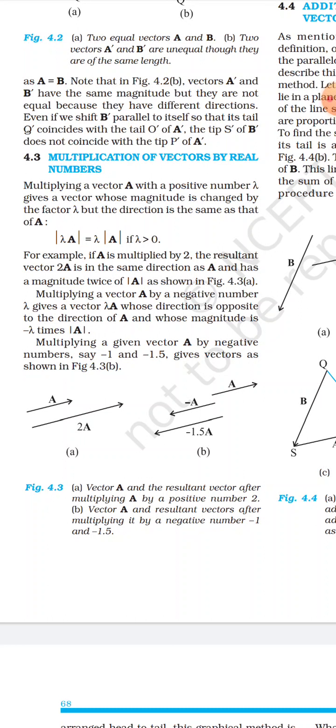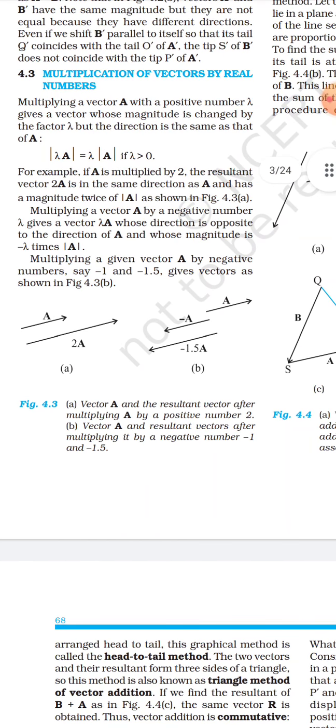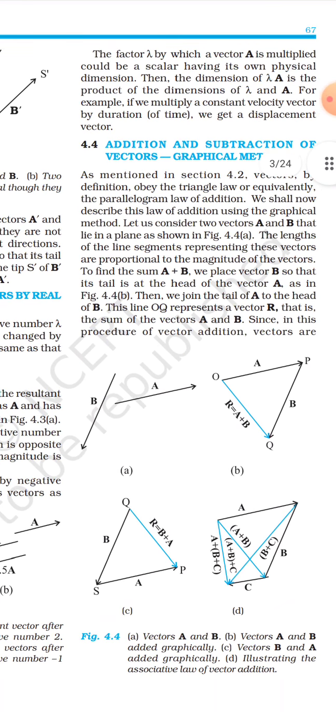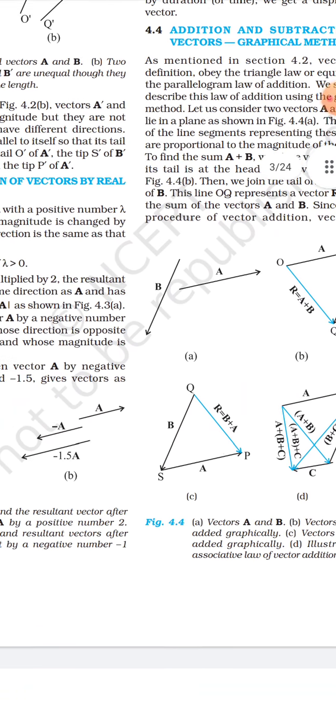So here this figure indicates that a is the vector, and if we double it, multiplying it with 2, then it will be twice a. But if the vector is a and we multiply it with minus 1 a, with a negative sign, or minus 1.5 a, then the magnitude is the same, but the direction will be opposite to each other.